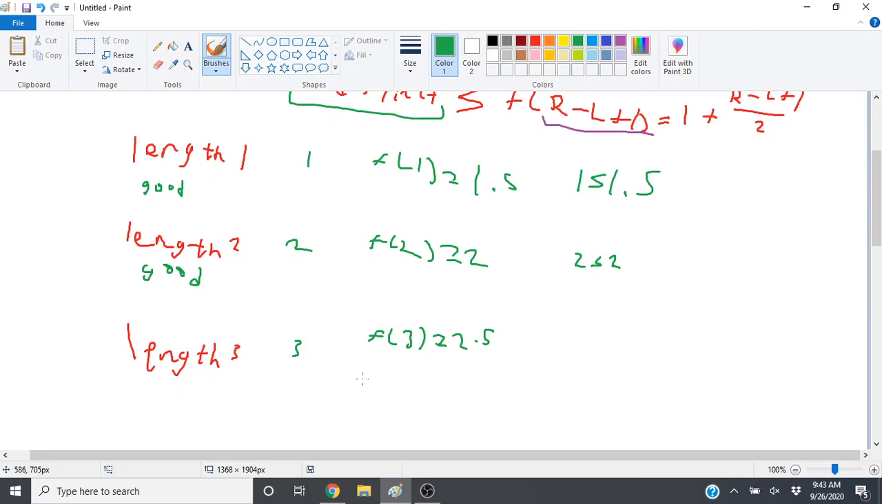Yeah, we have a problem, because 3 is not always less than or equal to 2.5. So length 3 subarrays are the first interesting one. And if we look into it a bit more, the condition that no 3 consecutive elements are distinct is in fact very strong.